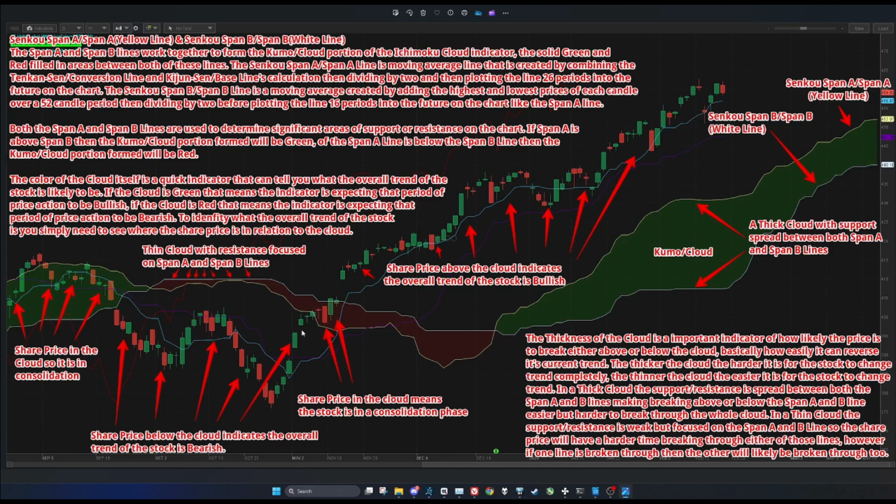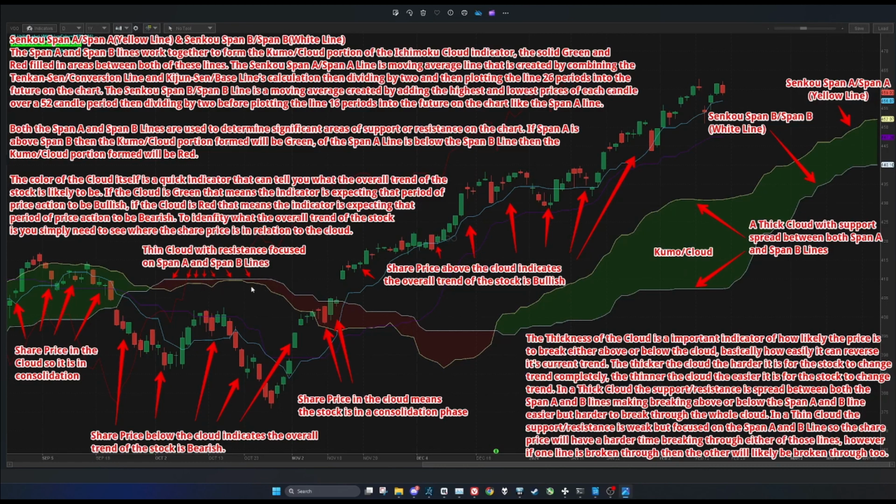So in a very thin cloud, if one line's broken, the next line is likely to break in very, very short fashion. But in the very thick cloud, if one line breaks, the whole trend may not shift very quickly. In fact, it could bounce off the bottom line of the cloud and go straight back up and break back above the cloud again. So something you need to take into account is how thick the cloud is and how thin the cloud is wherever you're looking at it.